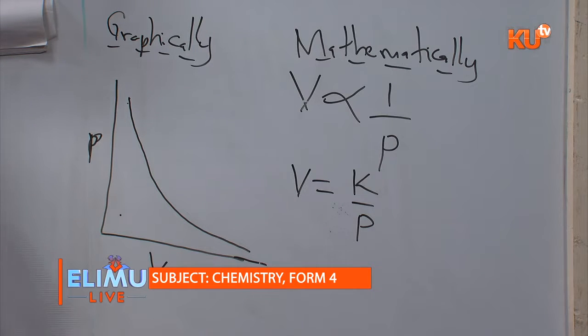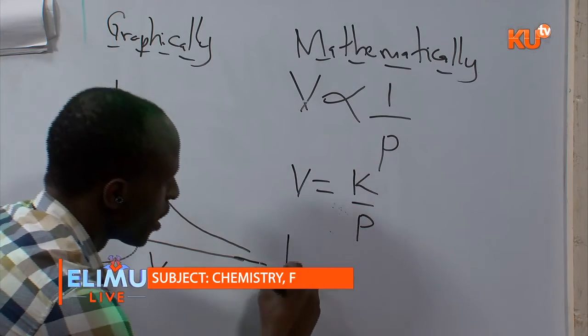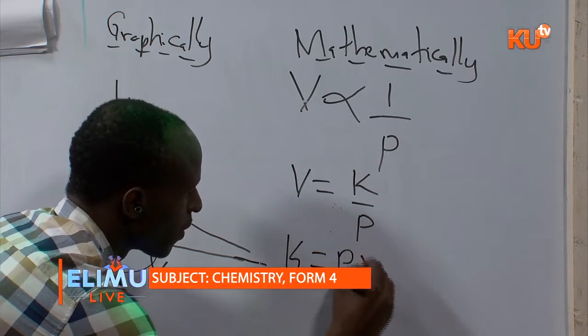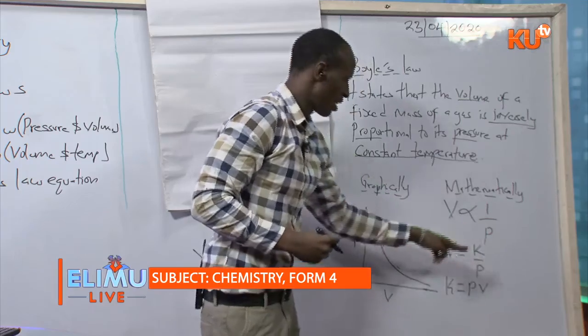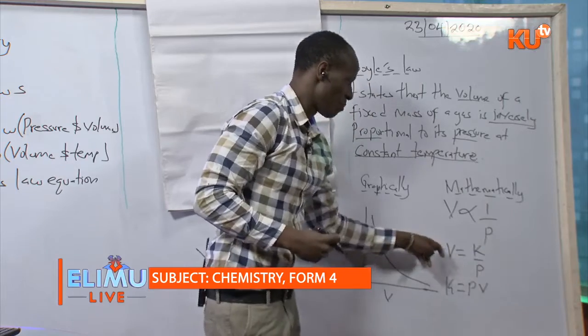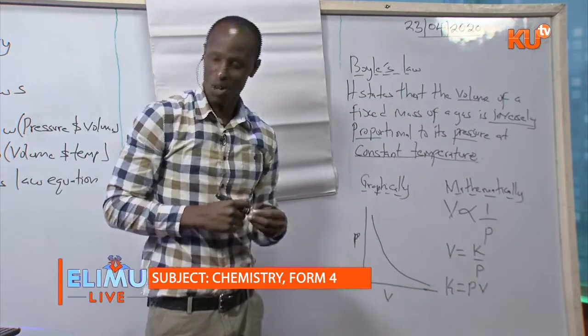From there, we can make K the subject. You multiply both sides by P. That gives you K equals PV. If I multiply this side by P, P cancels out, and P times V becomes PV. So PV is a constant.